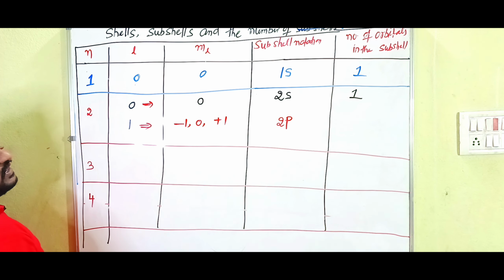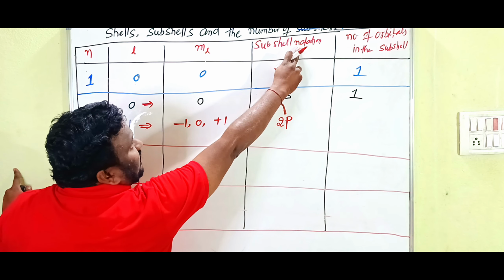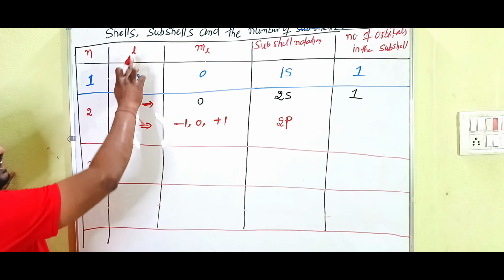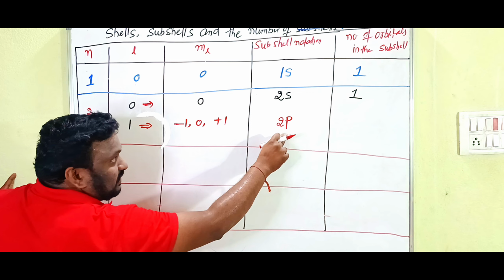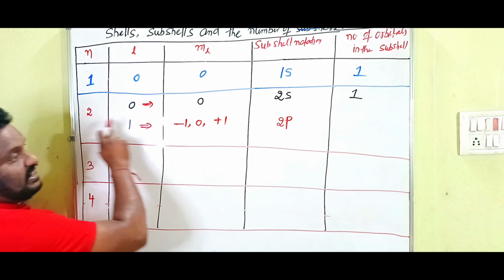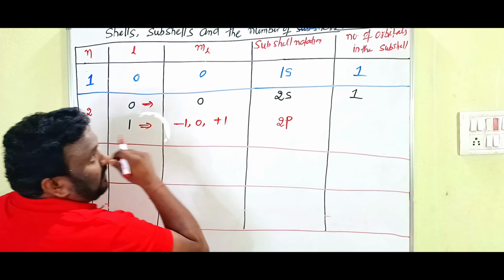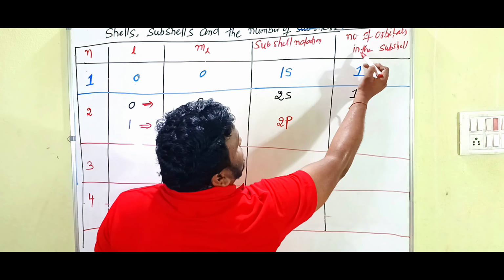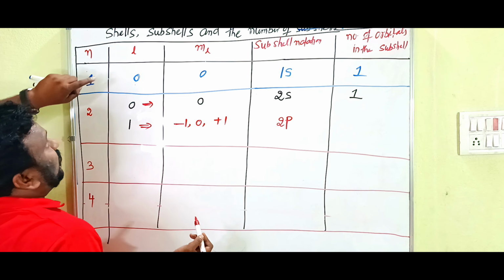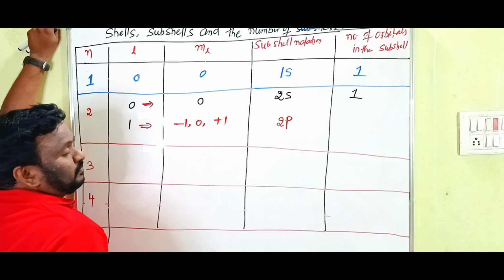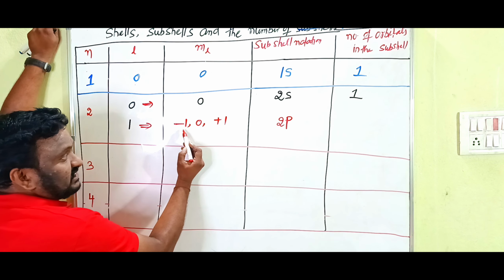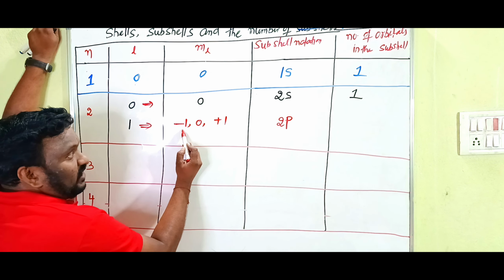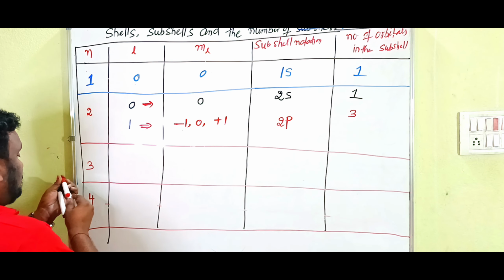Clear, children? Got it? Subshell notation, how are we writing? Here l value is 1. l value 1 represents the p subshell, and that p subshell is in the main shell 2. That's what we write: 2p. And number of orbitals in the subshell: in that subshell, how many orbitals are there? We already discussed that ml values represent the number of orbitals. That's why this is 1, 2, 3. So the number of orbitals is 3.